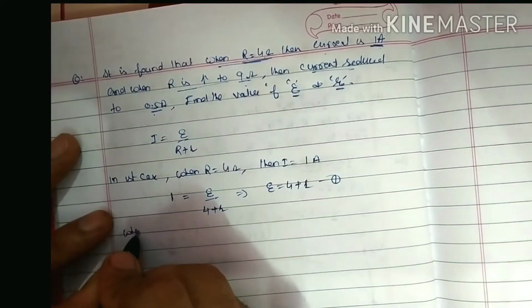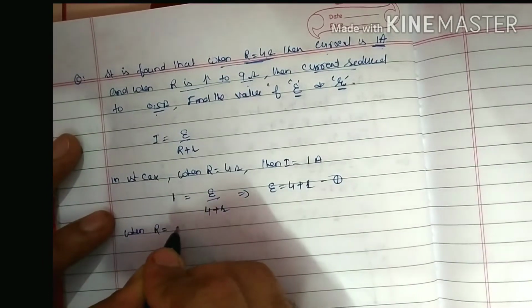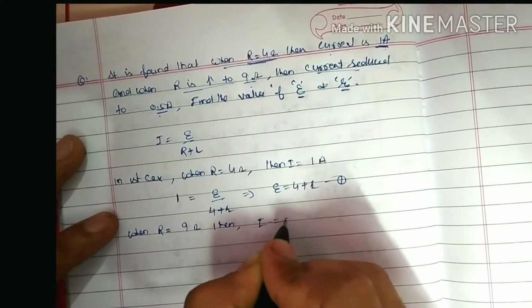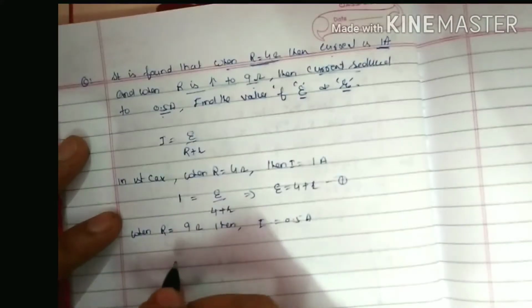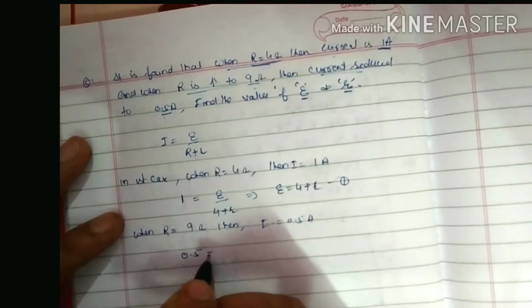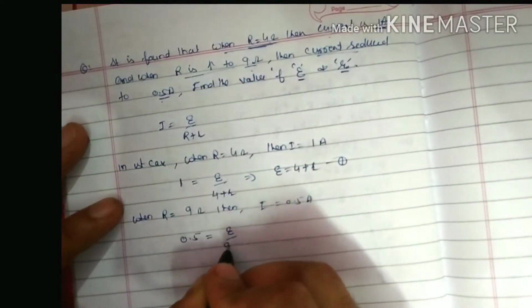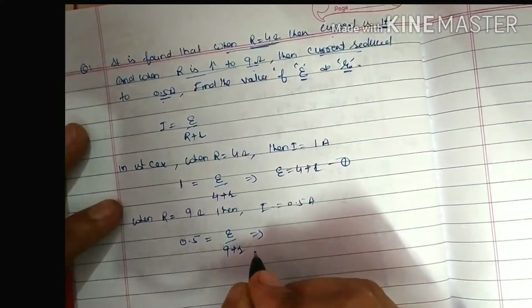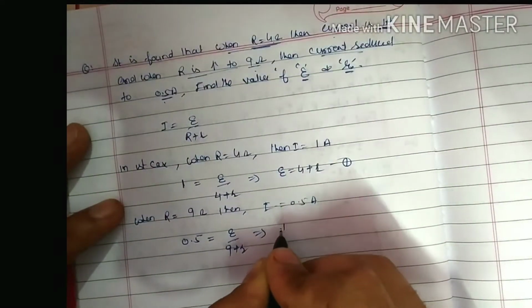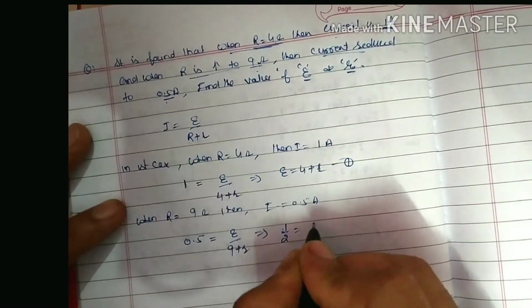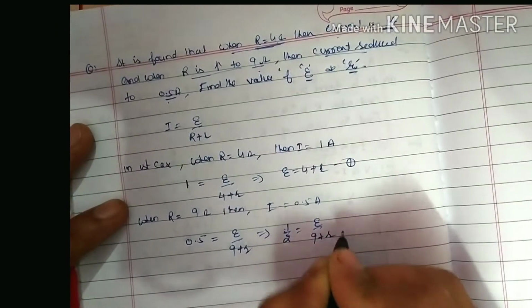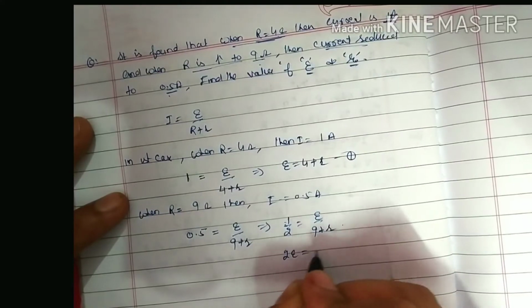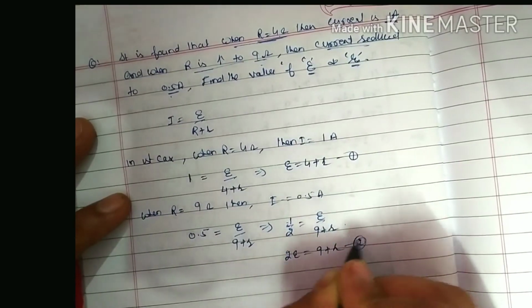And when R is increased to 9 ohm, then I is equal to 0.5 ampere. Then 0.5 is equal to E over 9 plus r, so we can write it as 1 by 2 is equal to E over 9 plus r, that is 2E is equal to 9 plus r, equation number 2.